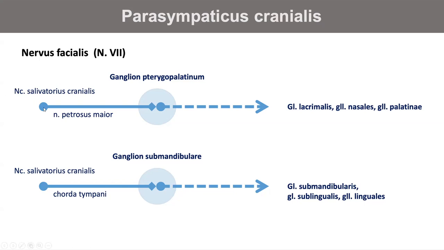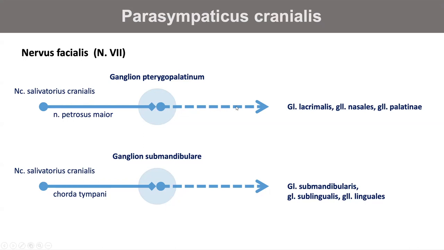From this nucleus arises the preganglionic parasympathetic fiber to the branch of the facial nerve which is carrying this preganglionic fiber, the greater petrosal nerve or nervus petrosus major, which is a part of the intermediate part of the facial nerve. This preganglionic fiber reaches the pterygopalatine ganglion, and like other parasympathetic ganglia, it synapses with the postganglionic fiber of the parasympathetic fiber.